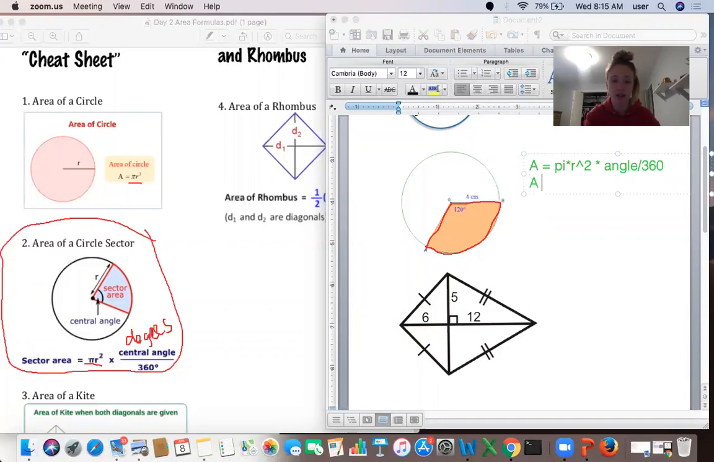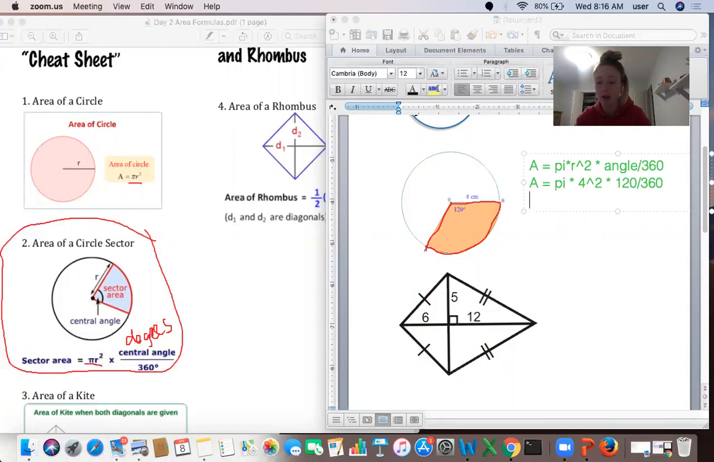So area equals pi times r squared. I can see on here that my radius is 4. So 4 squared times my angle, which is 120, divided by 360. From here, it's just plugging stuff in, so I'm just going to use my calculator.